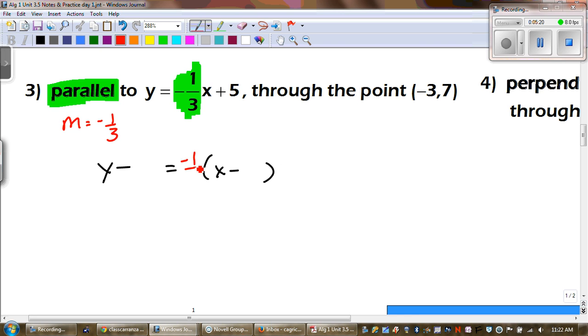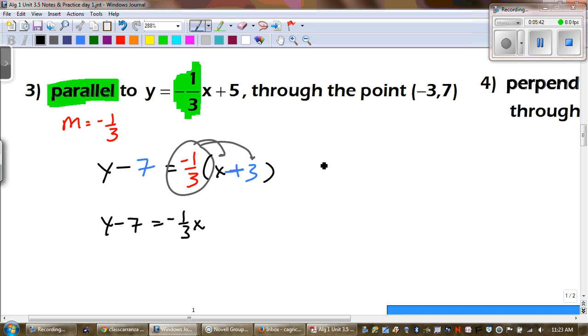Okay? So we get negative 1/3 where the slope goes, and then we have 7, and then this changed to plus 3. Okay? So go ahead and distribute. We get y minus 7 equals negative 1/3 x, and negative 1/3 times 3 gives us negative 1. Okay? We have to add the 7 to the other side, and then we get our answer of y equals negative 1/3 x plus 6.